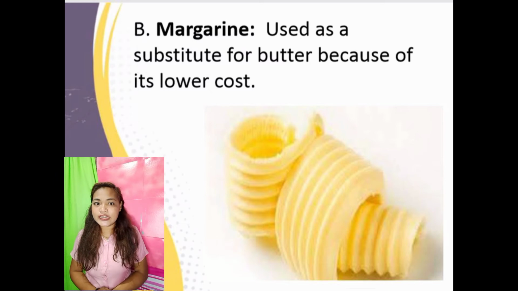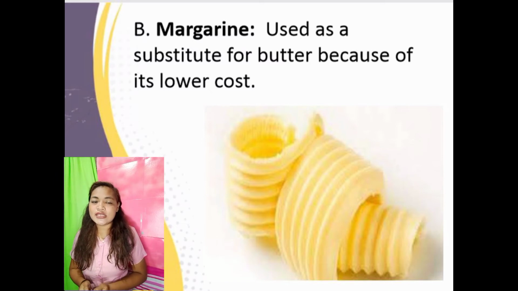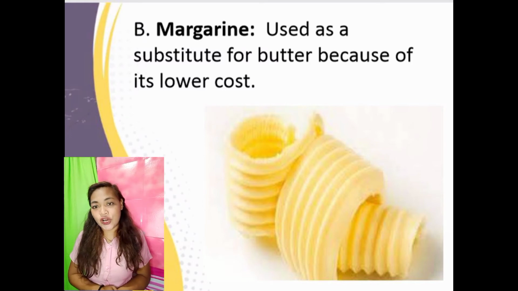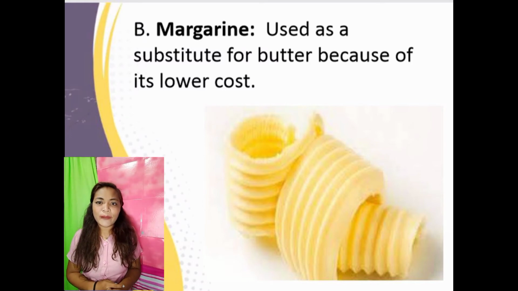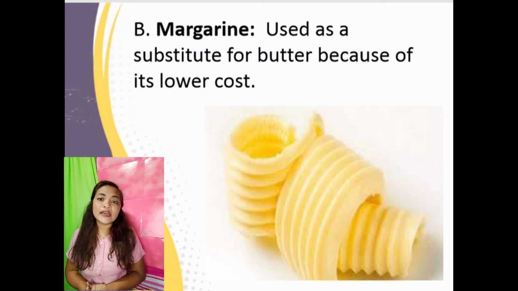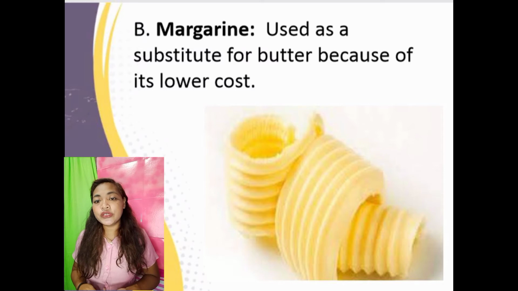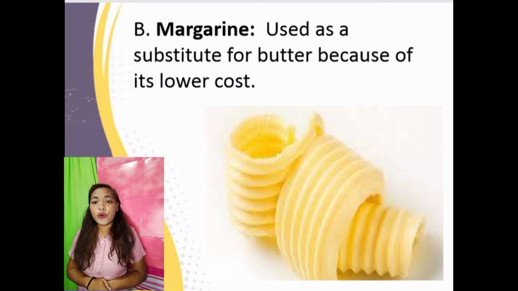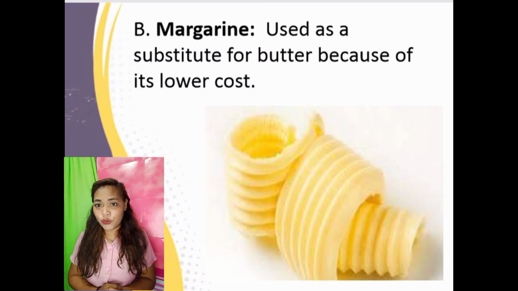Next we have the margarine. Margarine is used as a substitute for butter because of its lower cost. I know every one of you is familiar with margarine. So kung wala tayong butter, margarine ang ginagamit natin. Bukod sa pwede siyang i-substitute sa butter, mas lower pa yung kanyang presyo.